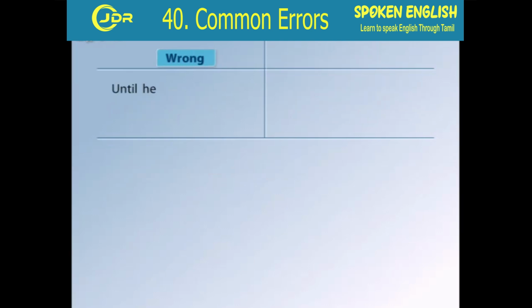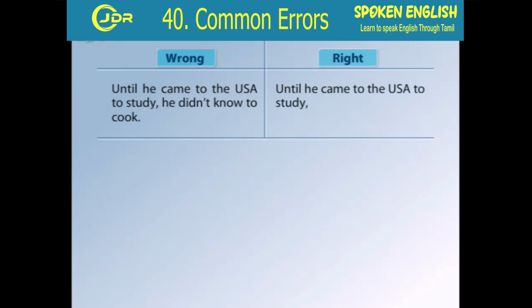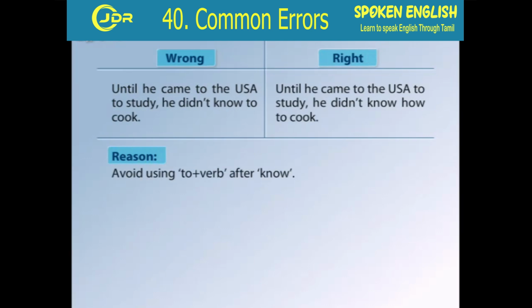Wrong. Until he came to the USA to study, he didn't know to cook. Right. Until he came to the USA to study, he didn't know how to cook. Reason. Avoid using to plus verb after know.